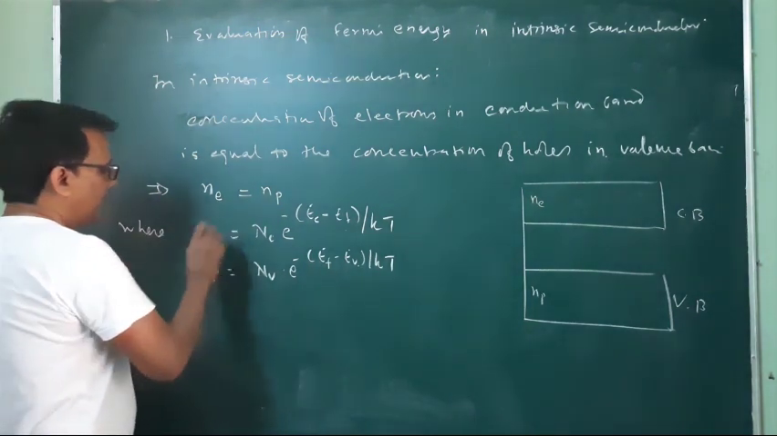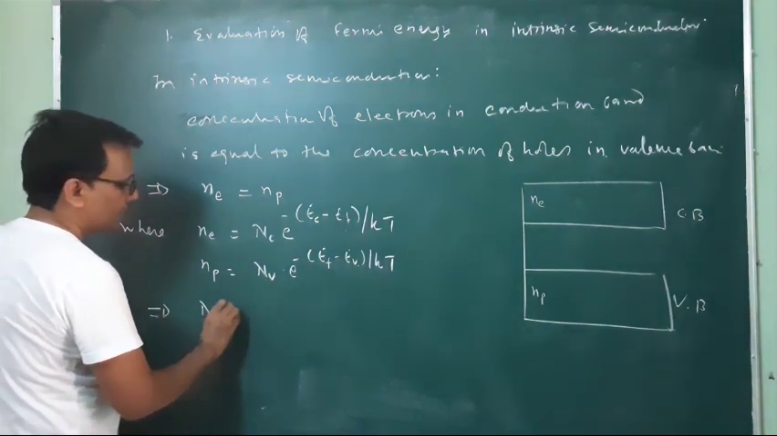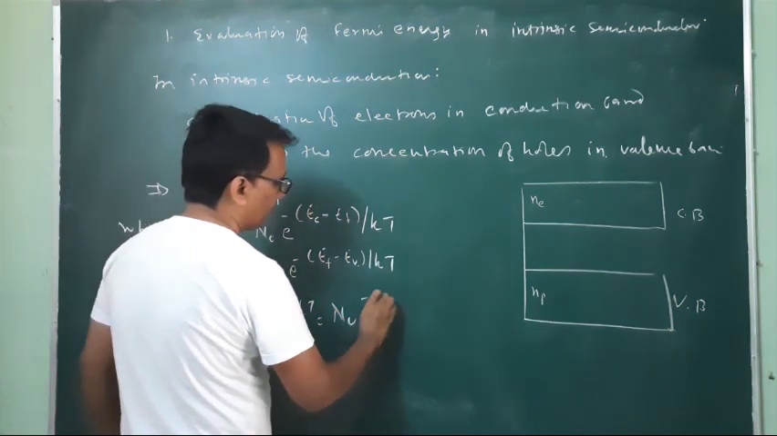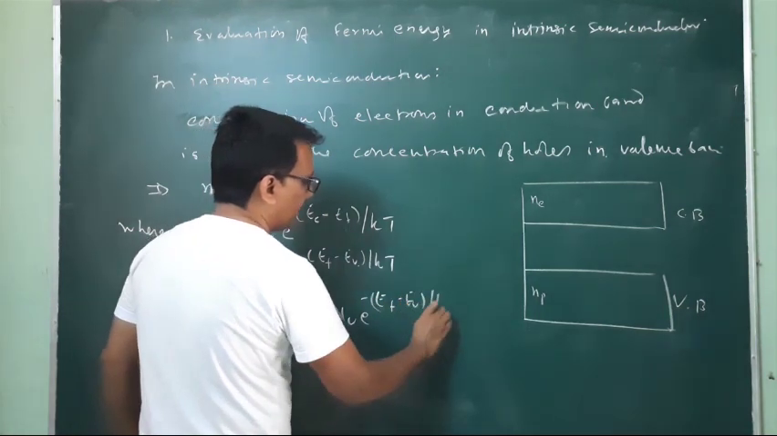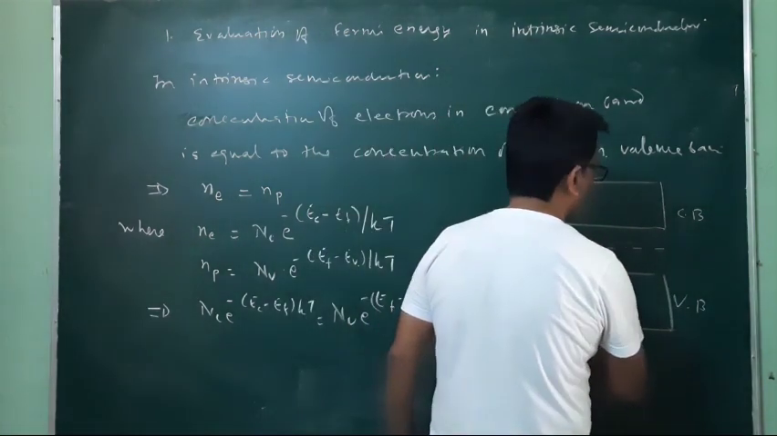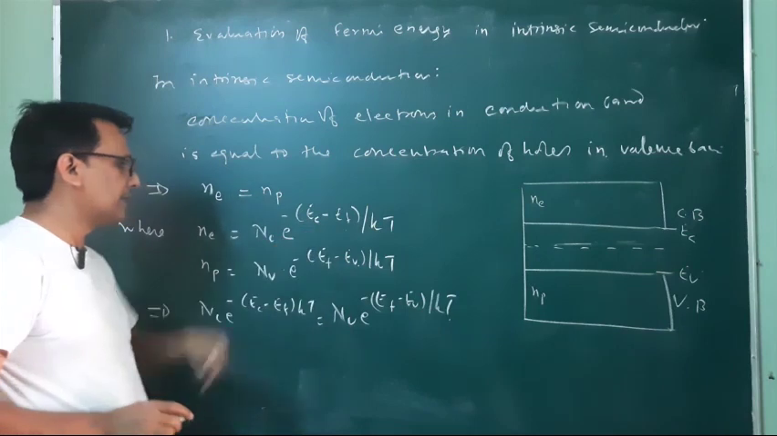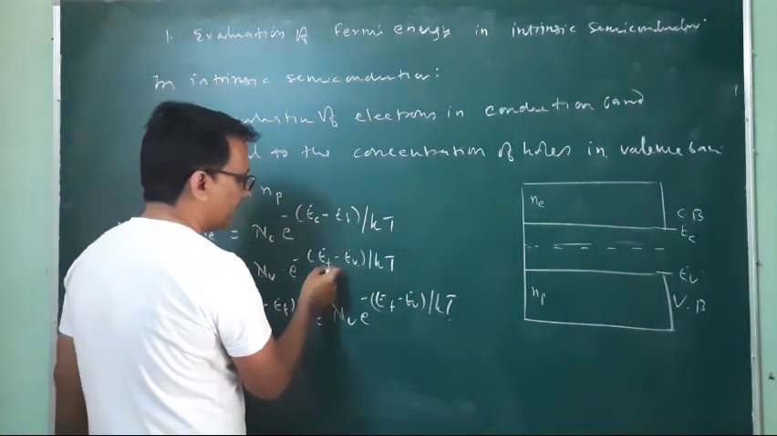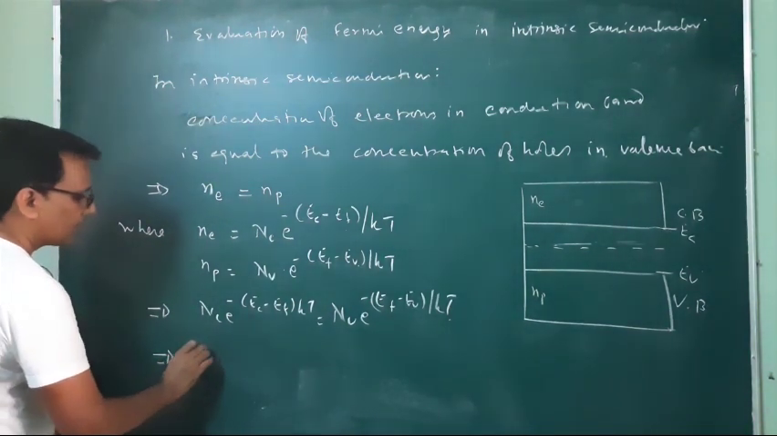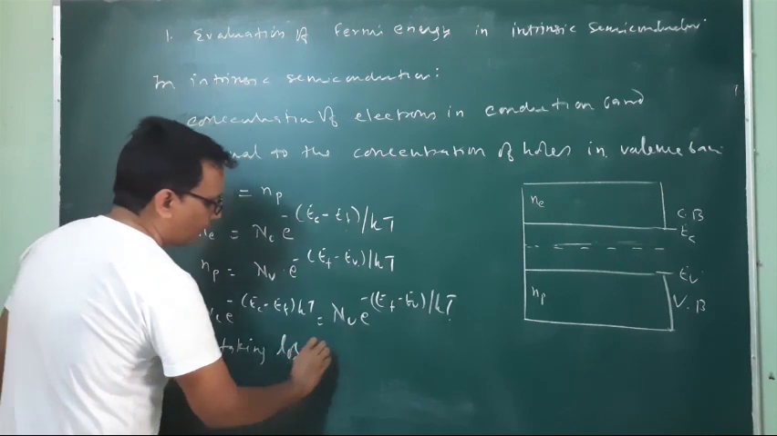By comparing these two, this implies N_c exponential of minus (E_c minus E_f) by kT is equal to N_v exponential of (E_f minus E_v) by kT. The Fermi energy level is somewhere in between, so this is the Fermi energy level, this is E_c and this is E_v. Here we just have to take care of the expressions E_c minus E_f and E_f minus E_v. So let us take the logarithm of both sides.